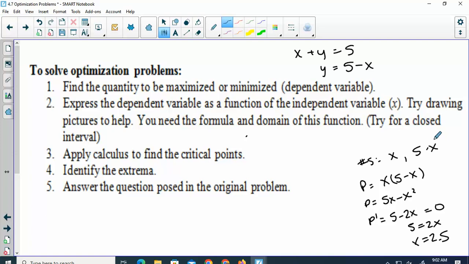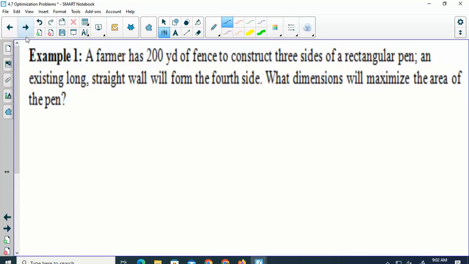So at the end, if I'm giving you a word problem, how should you answer it? With a sentence. So I expect a sentence at the end, so you would say the two numbers are both 2.5 in this particular scenario. Right? So let's look at a problem.